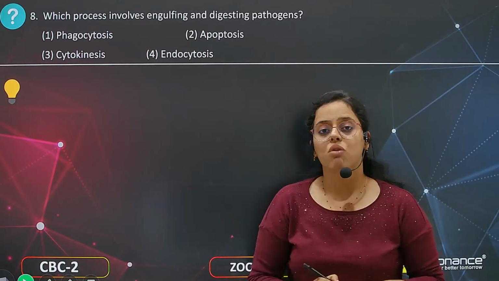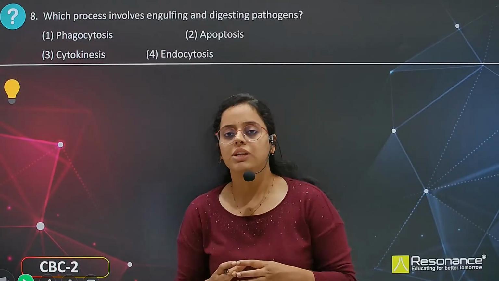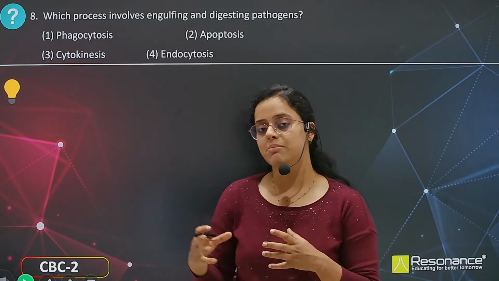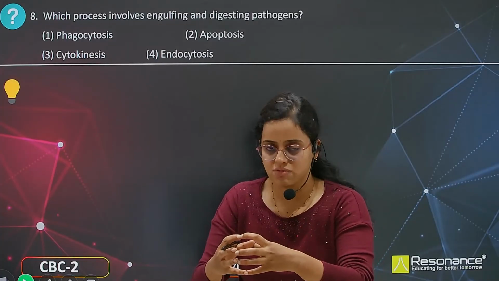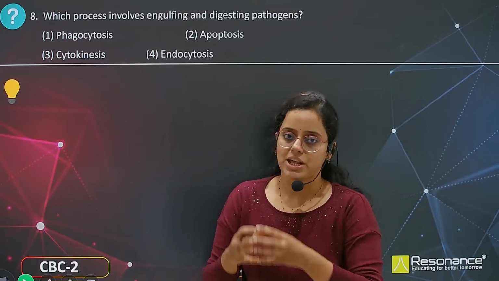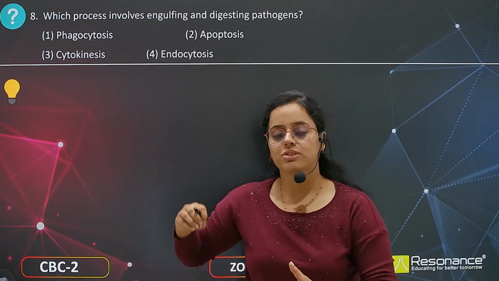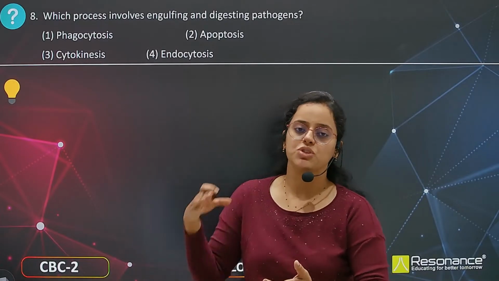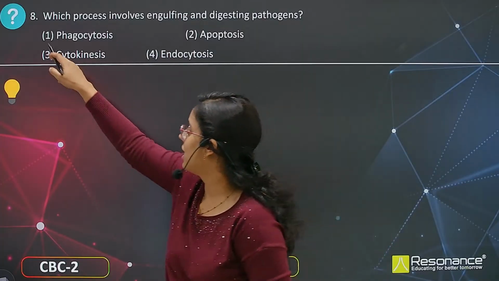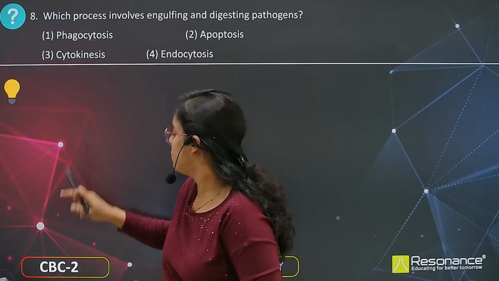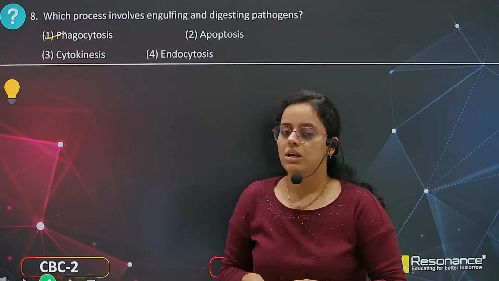Which process involves engulfing and digesting of pathogens? Engulfing and killing of pathogens, we have discussed the diagram earlier in previous questions. They form a pseudopodial extension, then they form the food vacuole. In this food vacuole, the pathogen is present. They are digested by the lysosomes. Why? Because the lysosome consists of hydrolytic enzymes which break down the trapped pathogen. So this process is called phagocytosis. If you understand the meaning of phagocytosis, then you can obviously mark the correct answer.